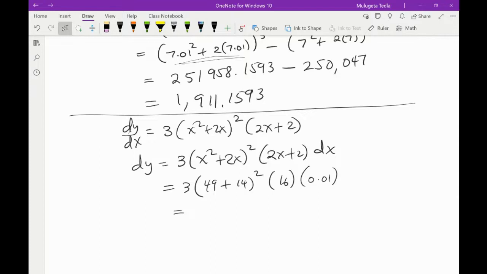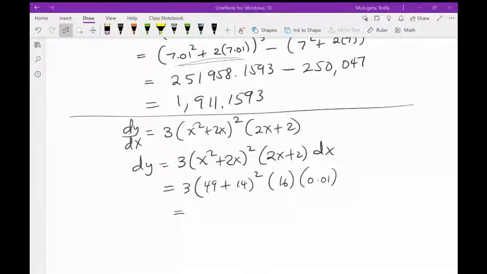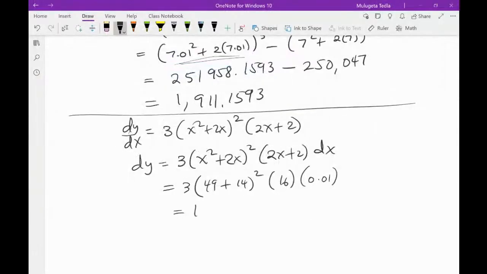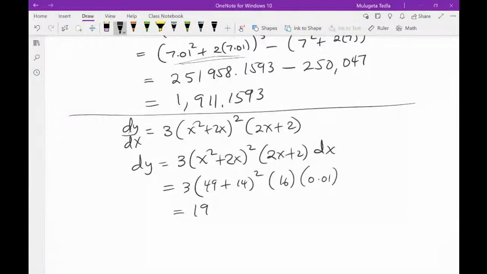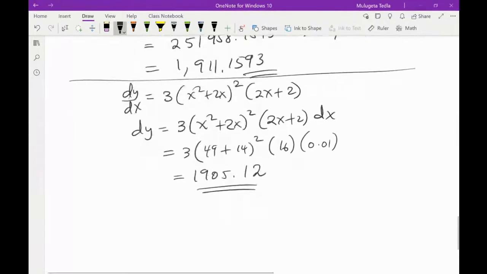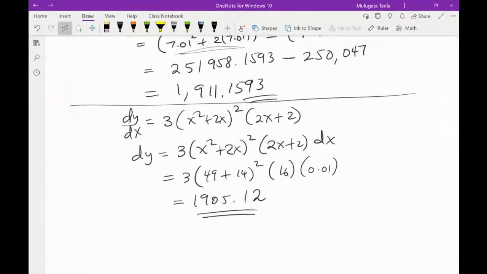Oh, something wrong with my calculator. What is that? What did you get? Wissam, 1905.12. Thank you so much, Arfan. Wissam, 1905.12. Thank you so much. So they're 1911.159 and 1905.12.